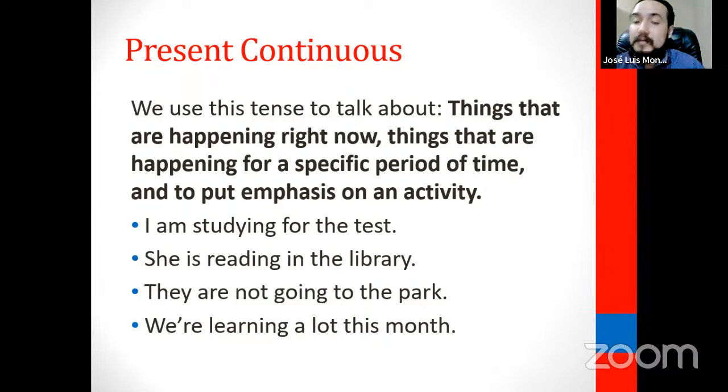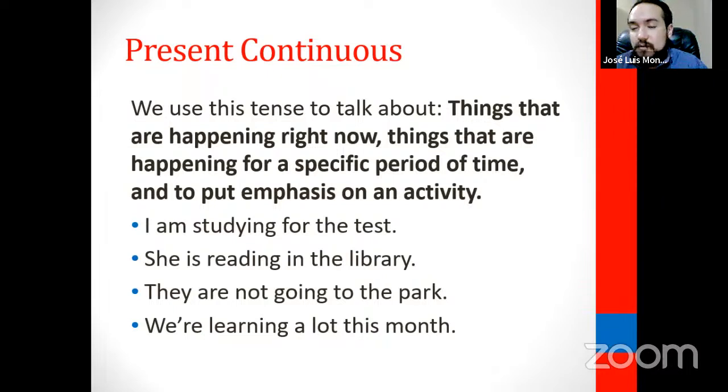So I'm studying for the test, perhaps now, or perhaps you can say I'm studying for the test this week. So it means that this week, this is the action that you are doing. She's reading in the library. It can be now. They are not going to the park. It can be now, or perhaps they always go to the park, but this week or this month, they are not going to the park because of a certain reason. Okay, so you can say they are not going to the park this month. All right, so again, that's something that is not happening this specific period of time.